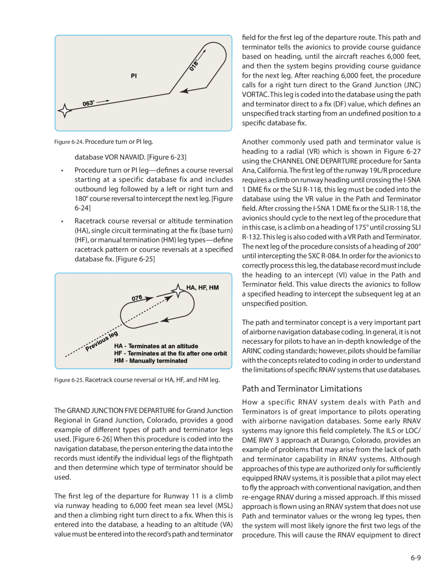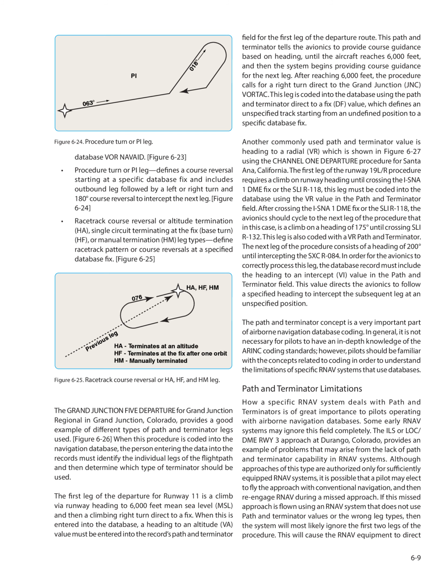The next leg of the procedure consists of a heading of 200 degrees until intercepting the SXCR 084. In order for the avionics to correctly process this leg, the database record must include the heading to an intercept (VI) value in the path and terminator field. This value directs the avionics to follow a specified heading to intercept the subsequent leg at an unspecified position.